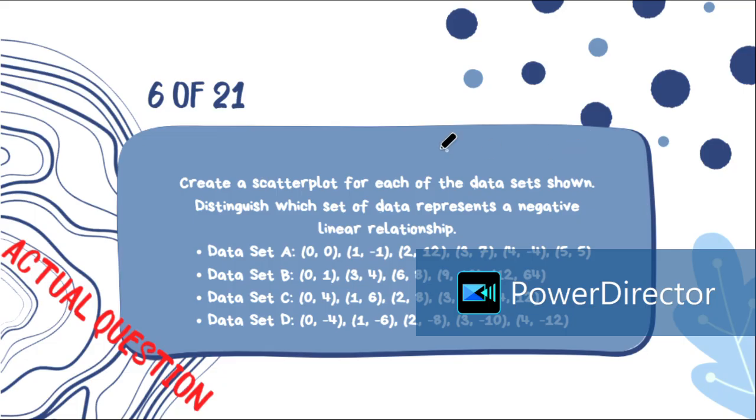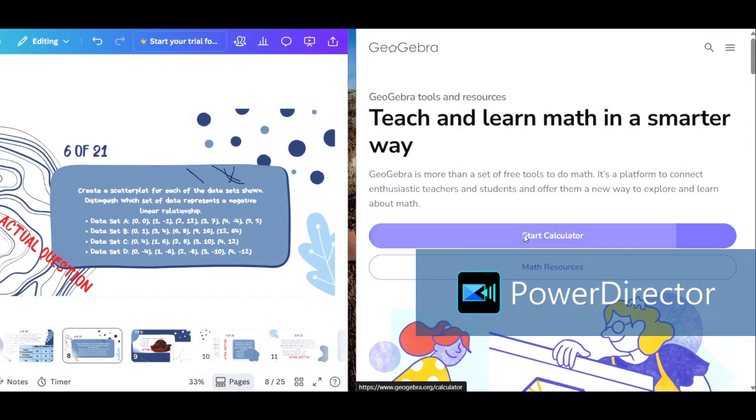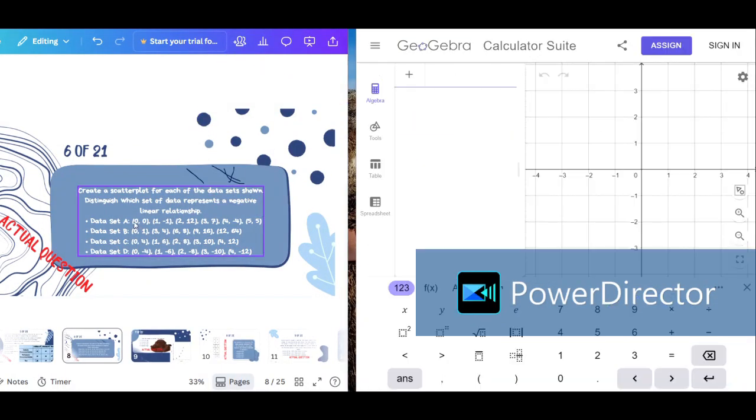Negative means it slopes down from left to right, and linear means it's a straight line. There's not going to be a curve. Okay, we don't want a curve. So we're at GeoGebra. We're going to start our calculator. Okay, now all of these points we can make a table out of. So select table. These are written in X, Y format.